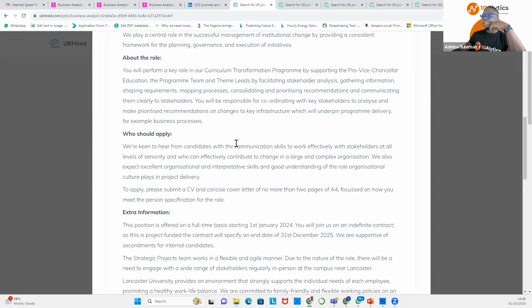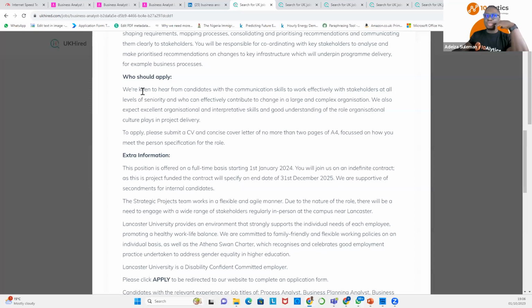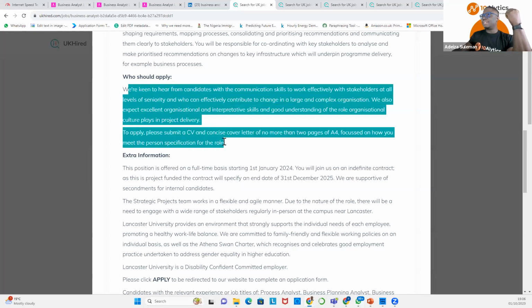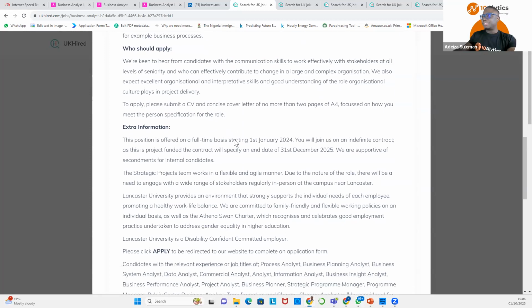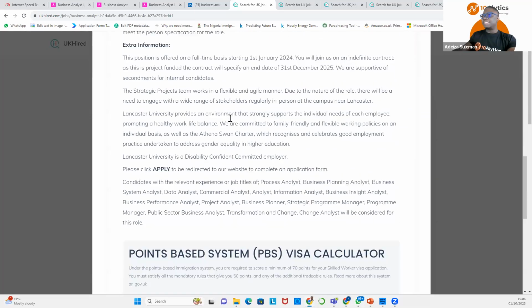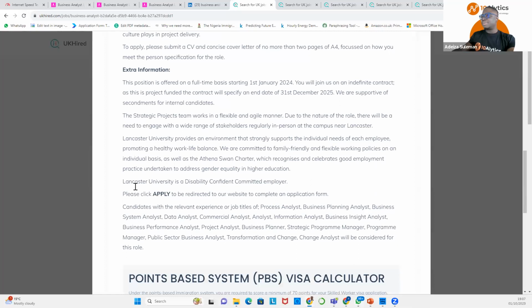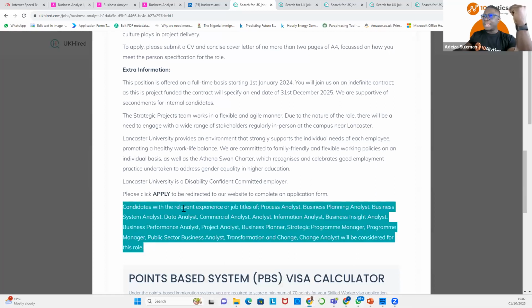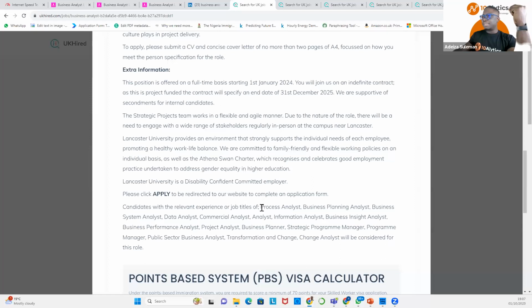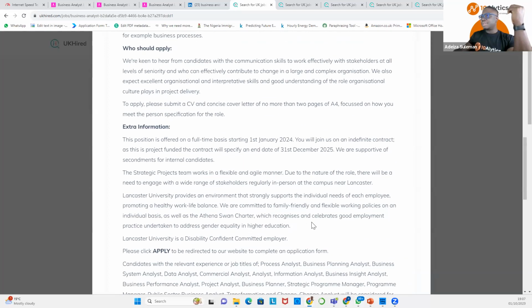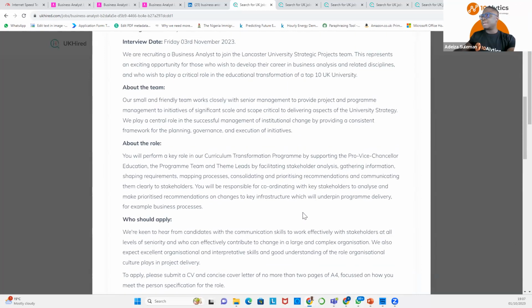All right. So let's see who should apply. Who should apply? You'd see what is required for the person that should apply for this role. But what is more important is for us to check what they want you to have. What do they want you to have? So let's try to see. Okay, so there you go. You have it there. Candidates with relevant experience or job titles as process analyst, business planning analyst, and so on and so forth. All right, so they've not detailed the specific skills that you need to have for this particular role.